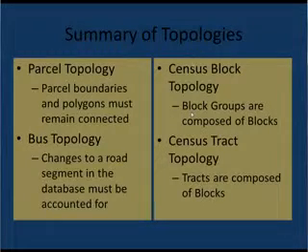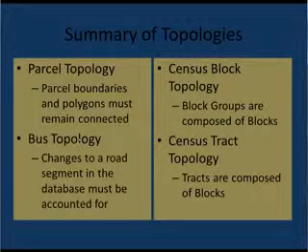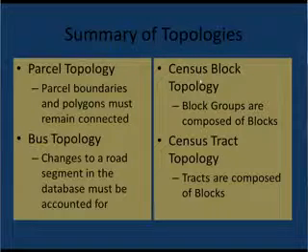Next, I'm going to summarize the topologies I just explained. Basically, we had the parcel topology, which ensures that the boundaries and polygons remain connected. Bus topology makes sure that the roads and bus routes stay connected. And we have the census topology that makes sure that the census units basically stay intact if one's edited.